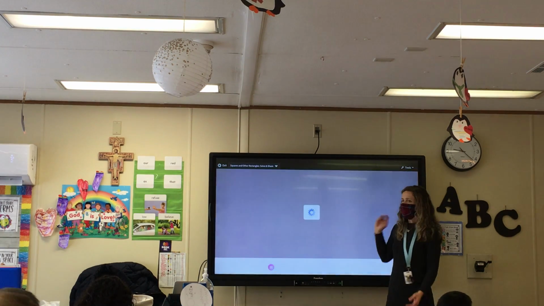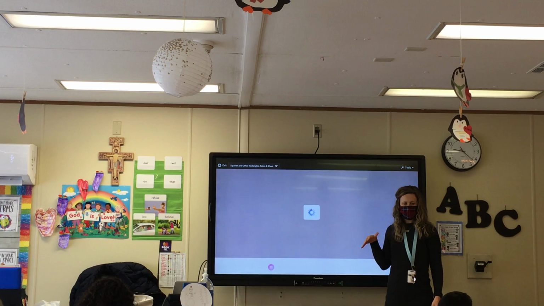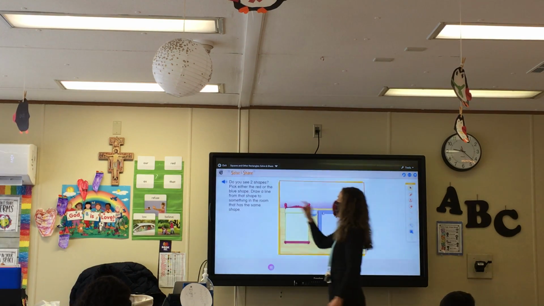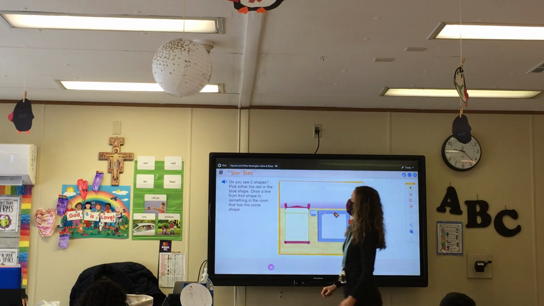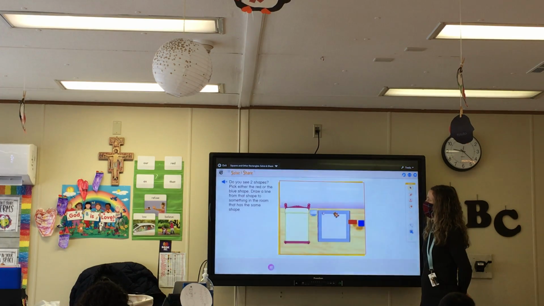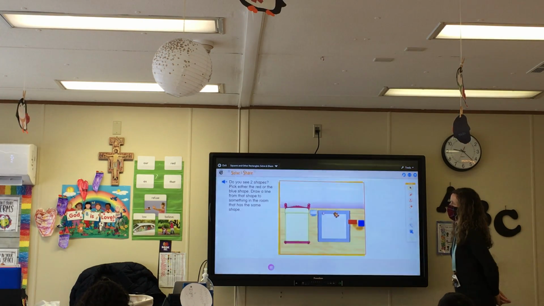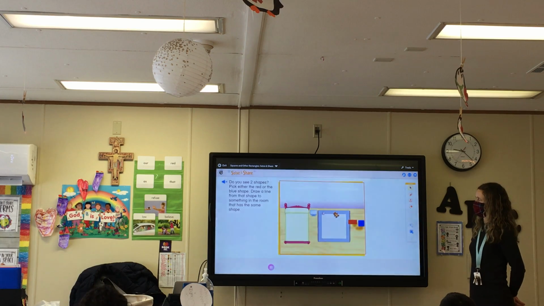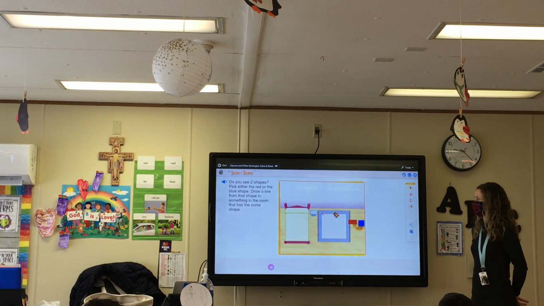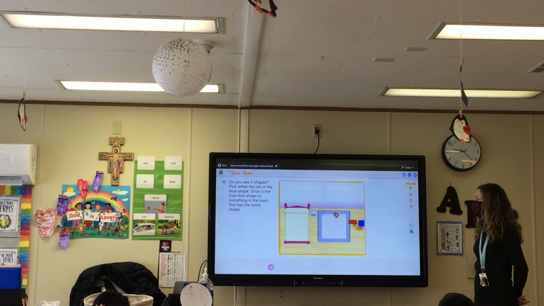All right, so we see a bed and we see a carpet. You guys see that? Okay. All right, so listen carefully. Do you see 2 shapes? Pick either the red or the blue shape. Draw a line from that shape to something in the room that has the same shape. Okay, so let's start with the red shape.